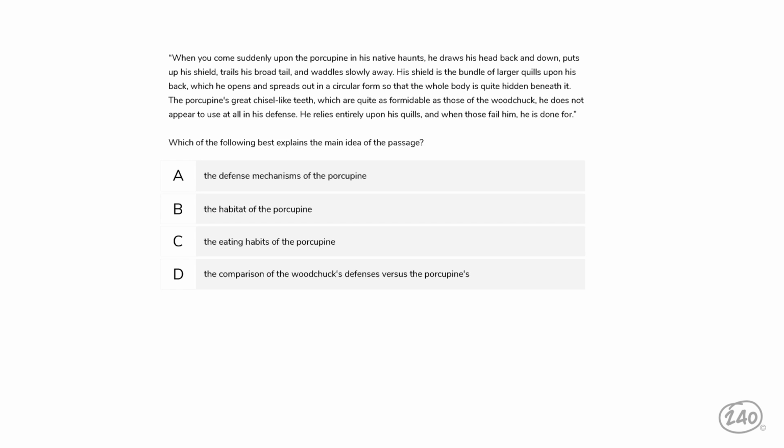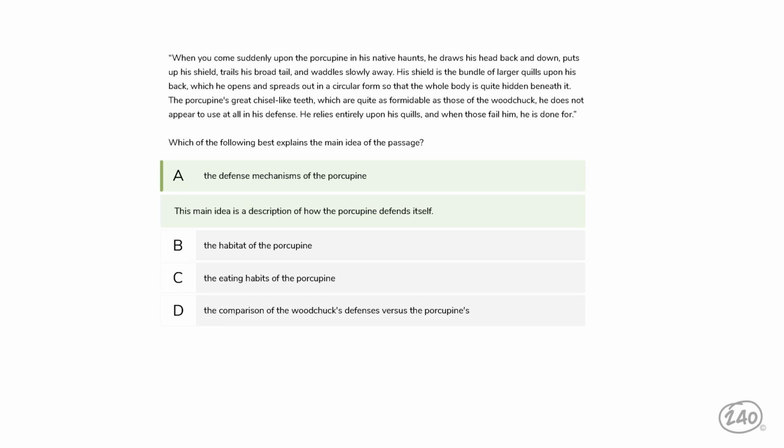Which of the following best explains the main idea of the passage? The defense mechanisms of the porcupine, the habitat of the porcupine, the eating habits of the porcupine, the comparison of the woodchuck's defenses versus the porcupine's? This is the correct answer. This main idea is a description of how the porcupine defends itself.